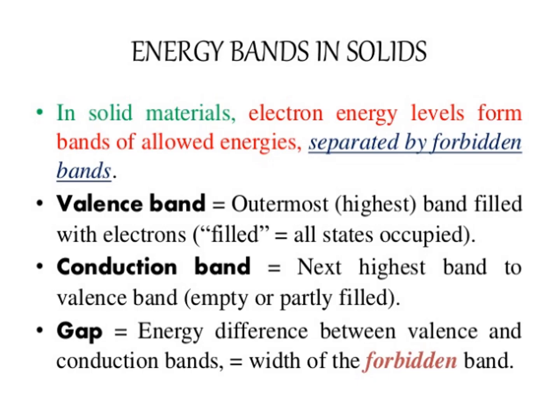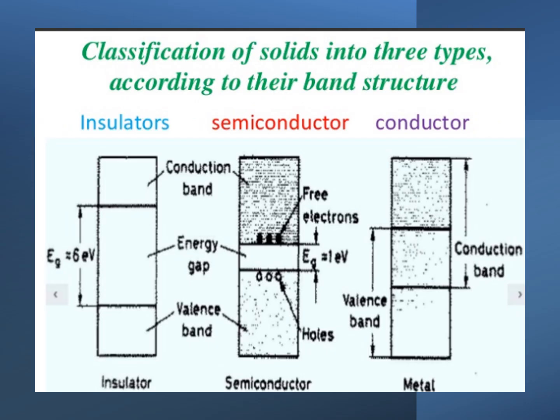In solid materials, electron energy levels form bands of allowed energies separated by forbidden bands. In the valency band, the outermost, highest band, all states are occupied, filled. The conduction band is the next level of band above the valency band, empty or partially filled. The energy difference between the valency band and conduction band is equal to the forbidden gap. So the insulators, conductors and semiconductors are classified based on the forbidden gap.